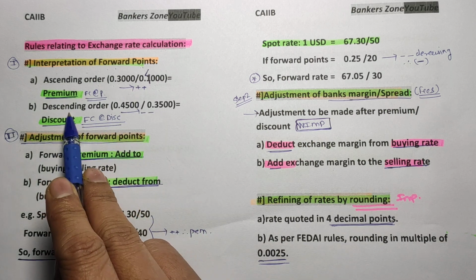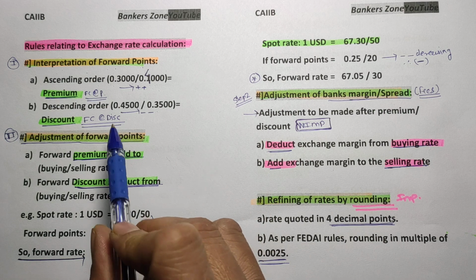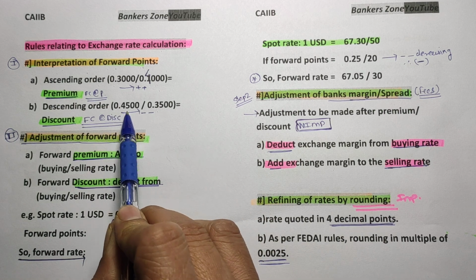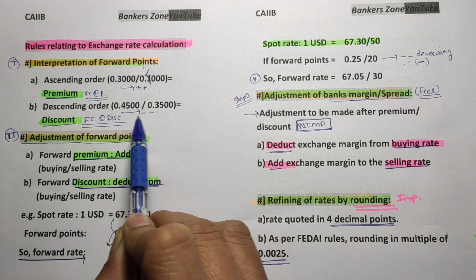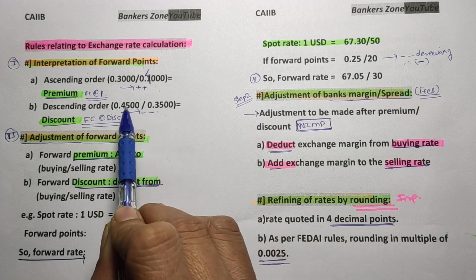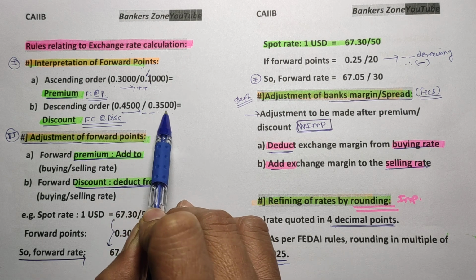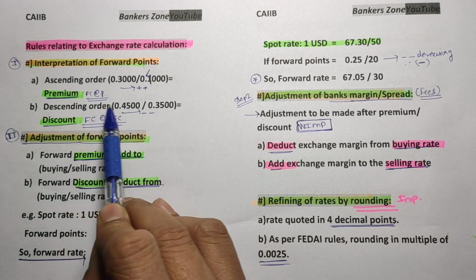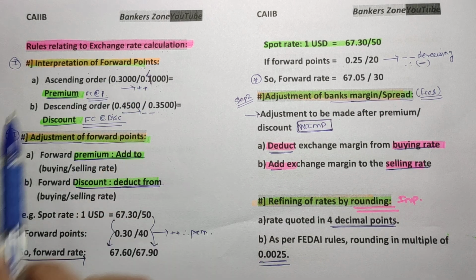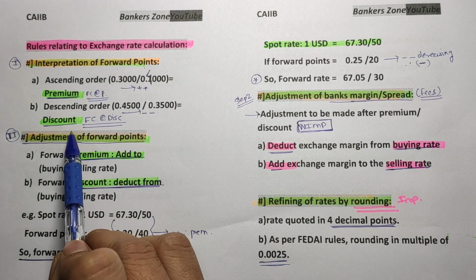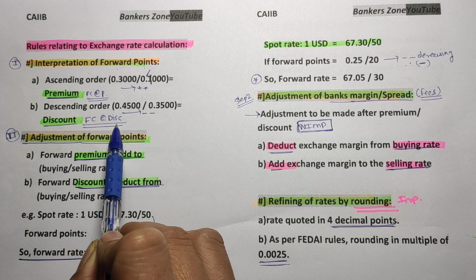If your forward points are given in the descending order, for example 0.4500 slash 0.3500, it is a decreasing order, you can observe easily, right? 0.45 is more than 0.35. That means if the order of the forward points is decreasing, you have to remember it indicates the forward currency is at the discount.